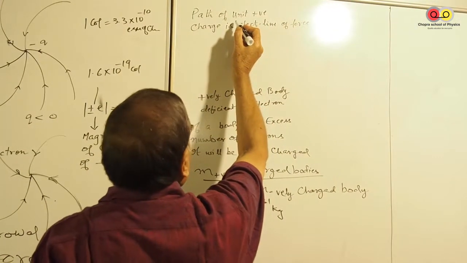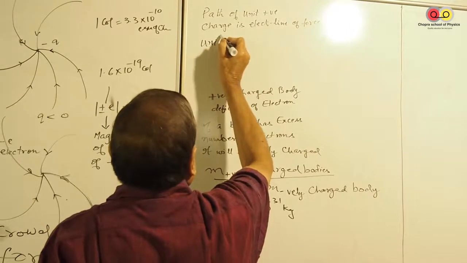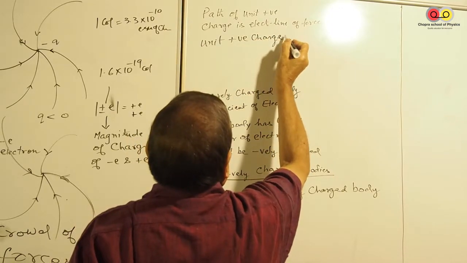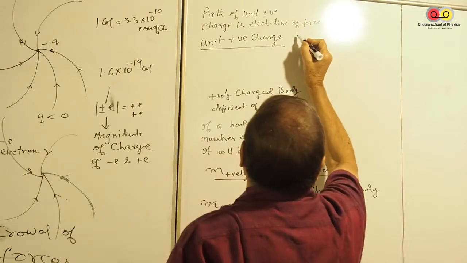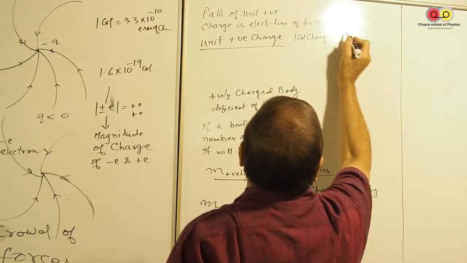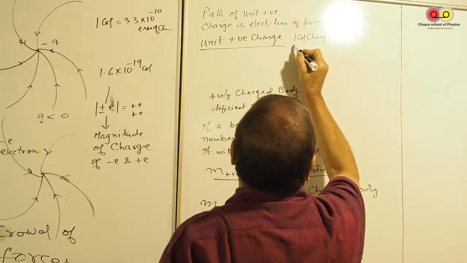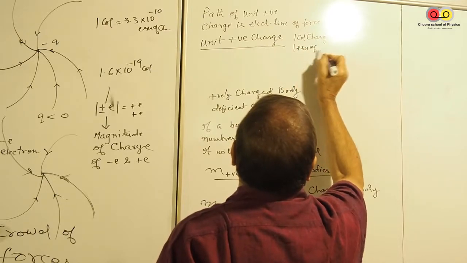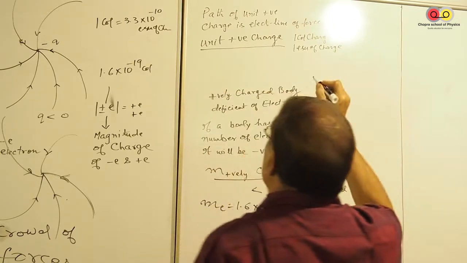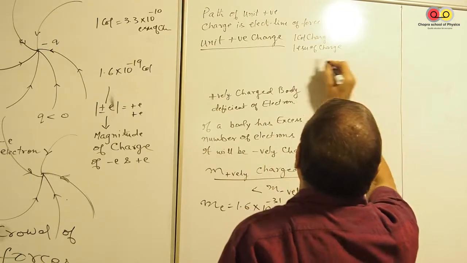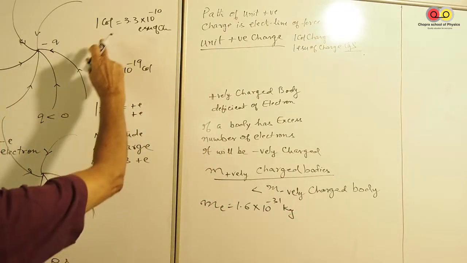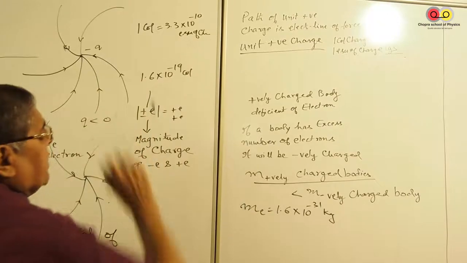And when we speak of a unit positive charge, a unit positive charge is 1 Coulomb of charge in MKS, and 1 electrostatic unit of charge in CGS units. I will slightly modify the statement which I have earlier written.